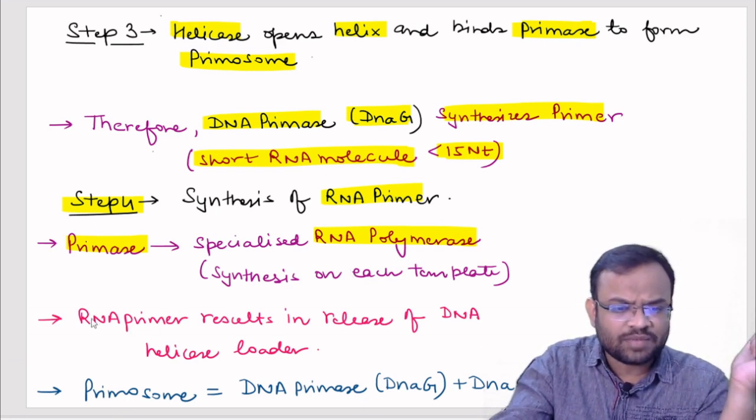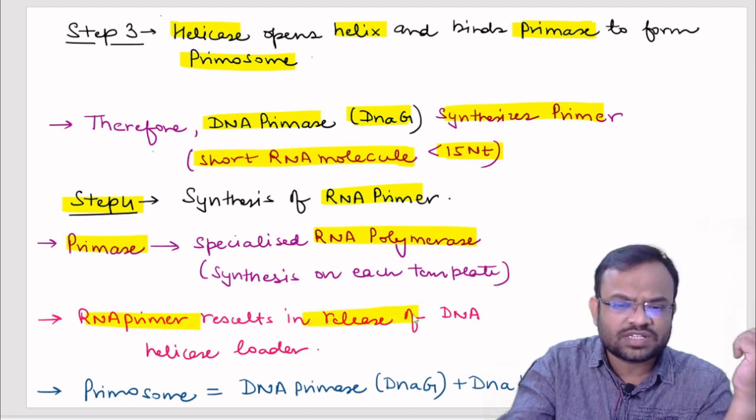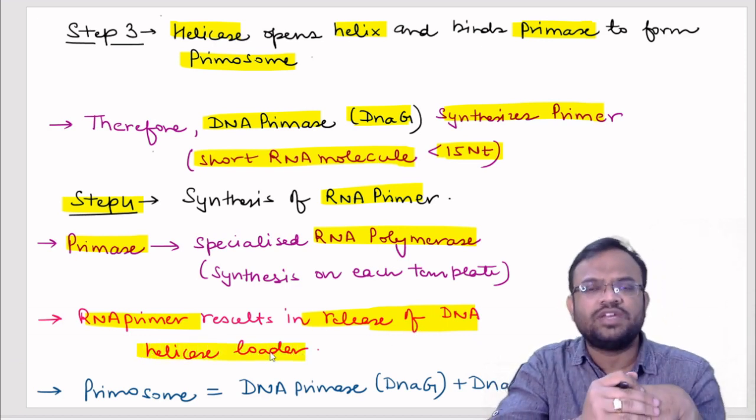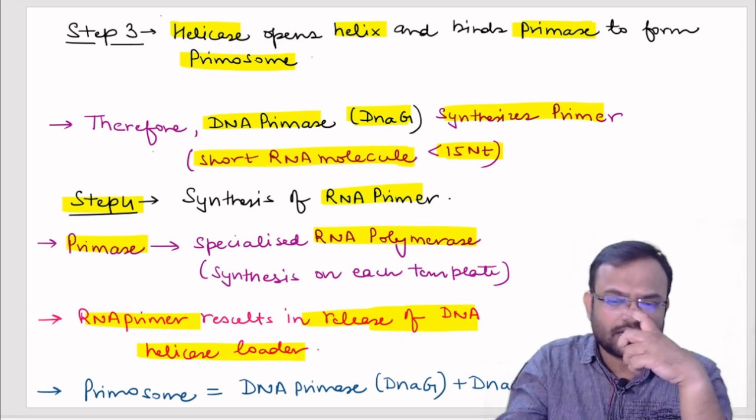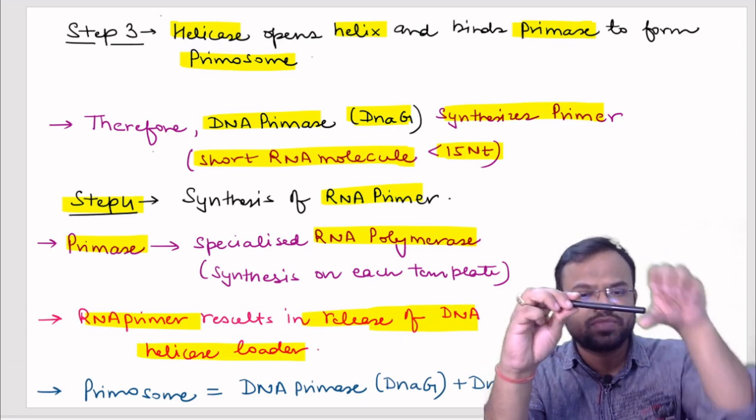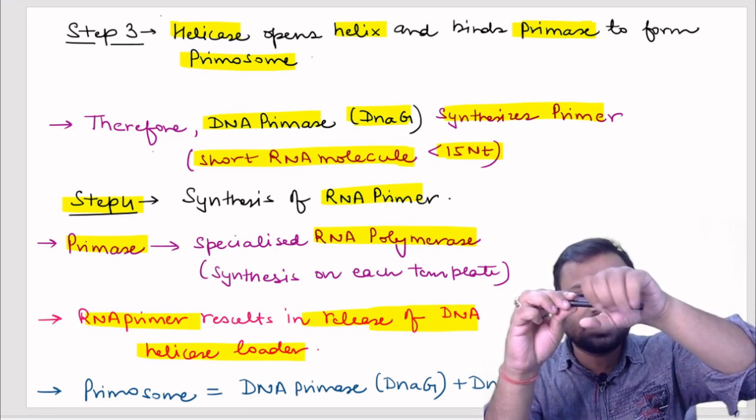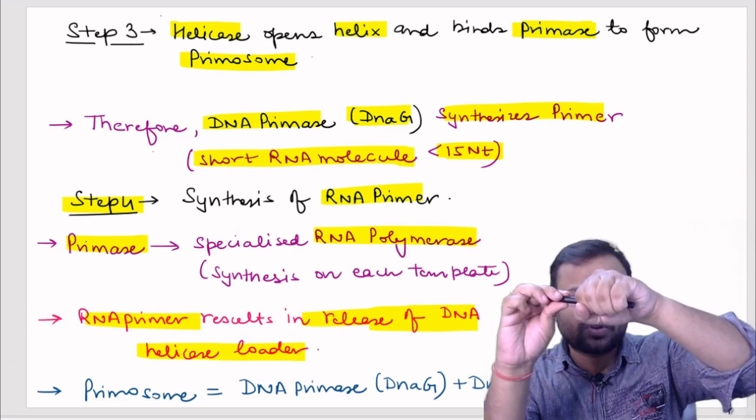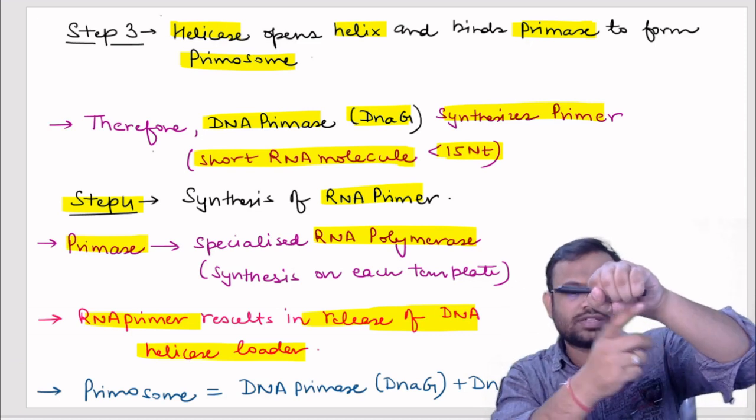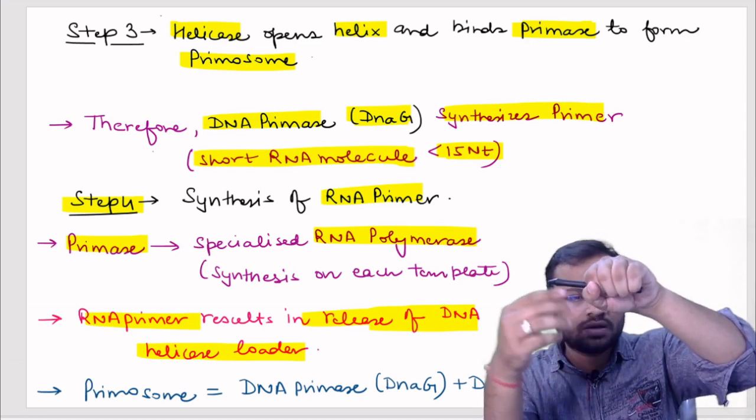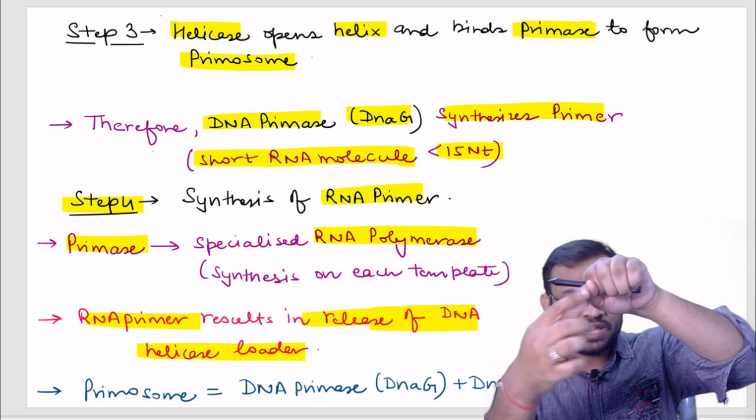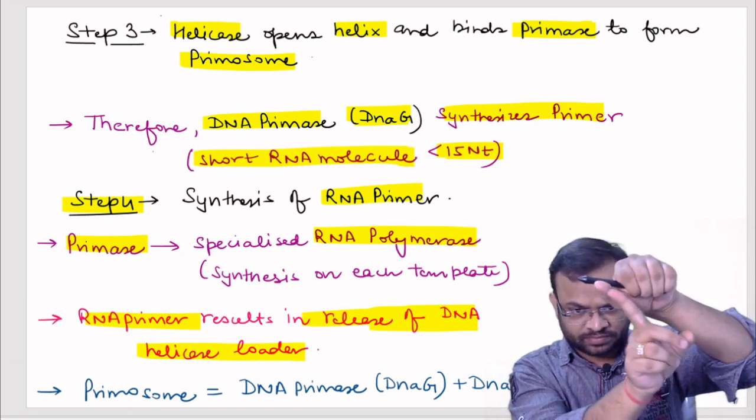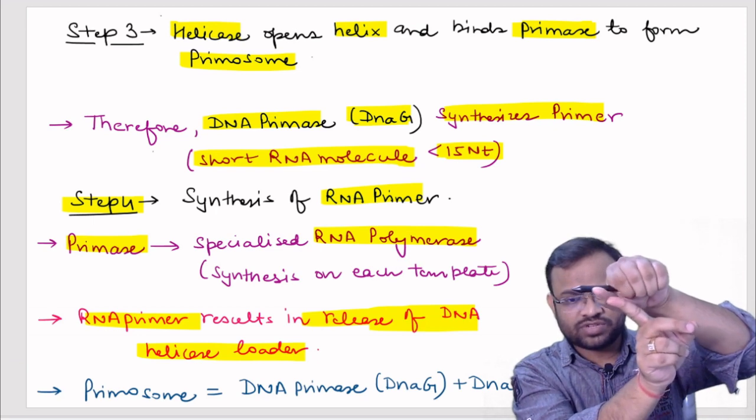Next, now the RNA primer, what does it do? The RNA primer results in the release of the DNA helicase loader. Now what does this mean? Initially, do you remember we said, suppose I am talking about one strand. So this was one strand, and helicase is bound to this strand and the helicase loader is also present. Now suppose this is the helicase loader, and it helped the helicase to clamp around the strand. Now what is happening is that the primer is getting synthesized, and it is pushing the helicase loader like this. The primer has got synthesized, it is pushing the helicase loader like this.